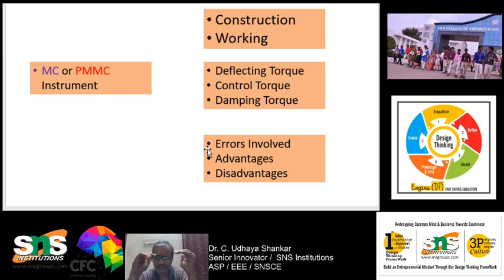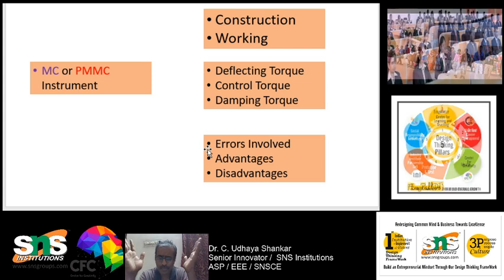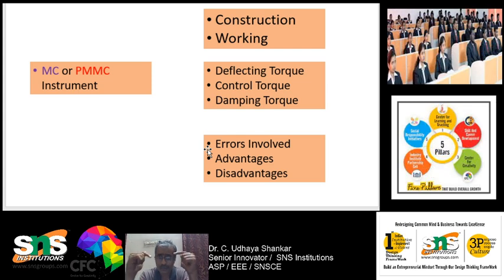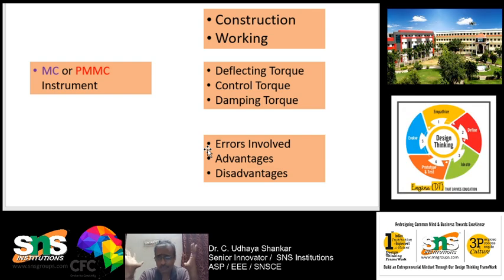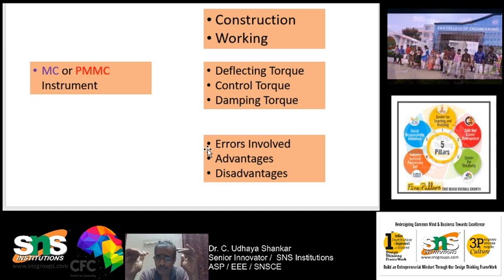Why is it called a moving coil? Because the coil is moving according to the magnitude of current. Hence it is called moving coil, MC. Why is it called PMMC? We need a permanent magnet, PM in short. Without a permanent magnet, there is no moving coil instrument. All moving coil instruments have a permanent magnet inside. That's why it is called PMMC, permanent magnet moving coil instrument. Here the force experienced by the coil is directly proportional to the current passing through the coil. This is what you want to remember.